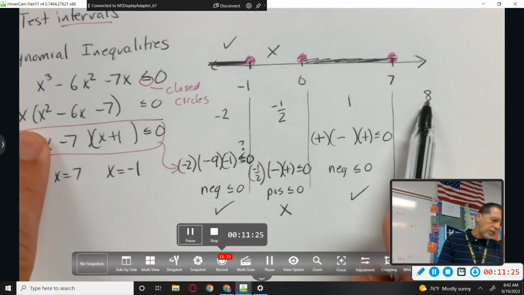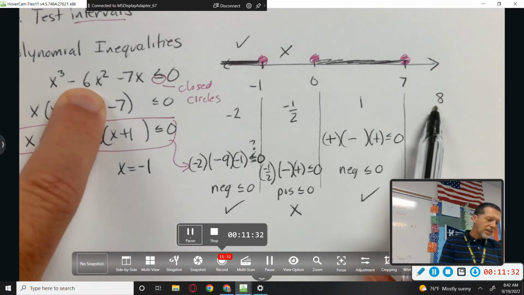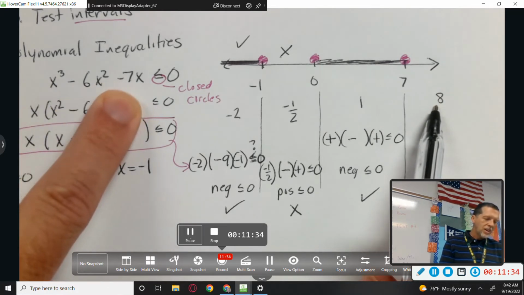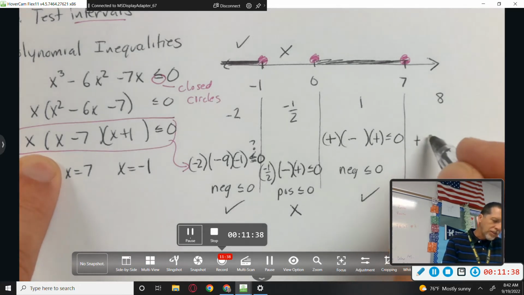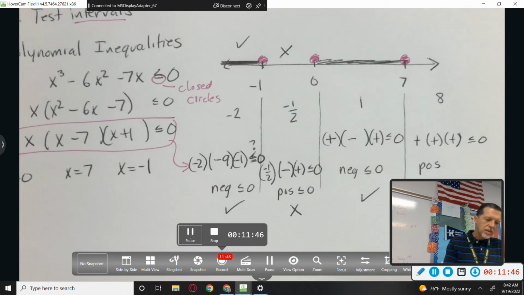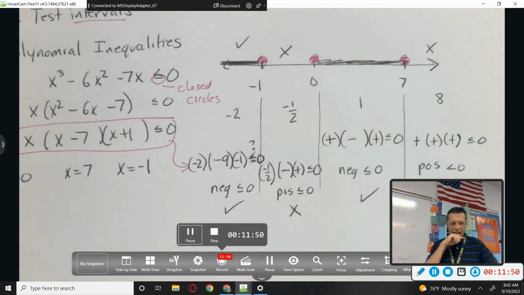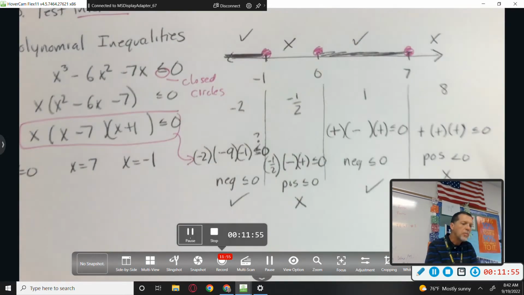And then we test 8. Again, if you test it in the original, you got to do 8 cubed minus 6 times 8 squared minus 7 times 8. If you test it in the factored form, you're just looking at positive times positive times positive. Positive number less than 0, that's not true. So there's the picture of our answer.